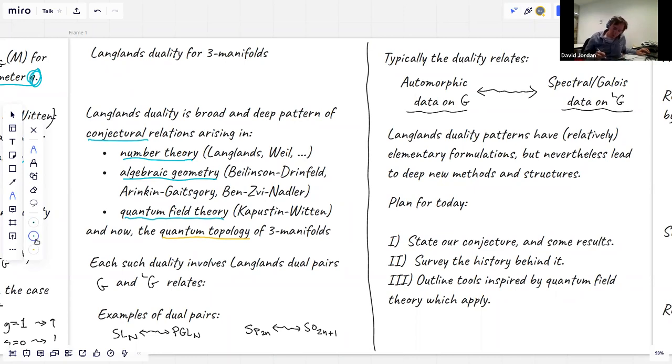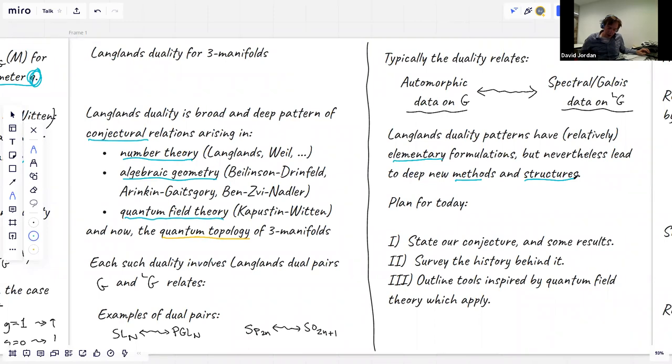A feature that you find in these patterns is that they have relatively elementary formulations, but the methods that have been developed in all the approaches to Langlands duality are very deep, and they point to structures that you may not have noticed if you weren't studying that.